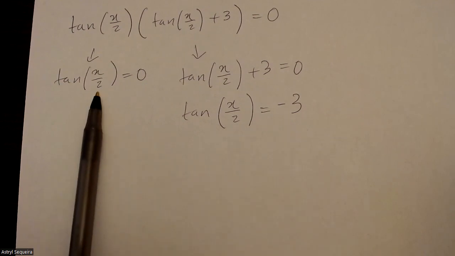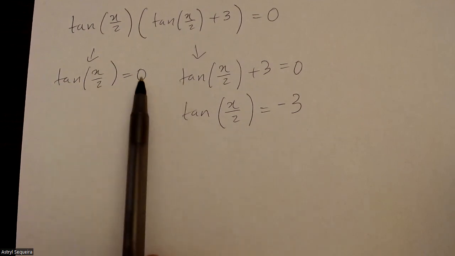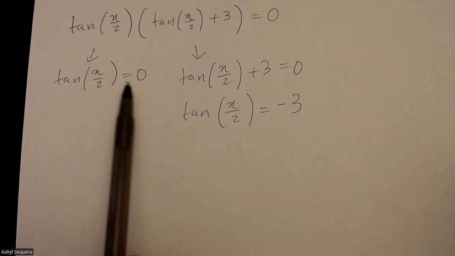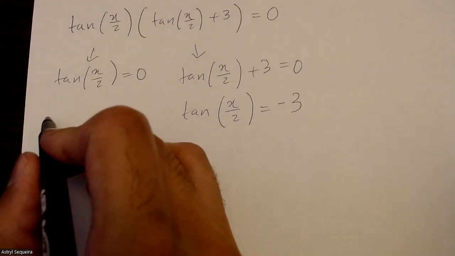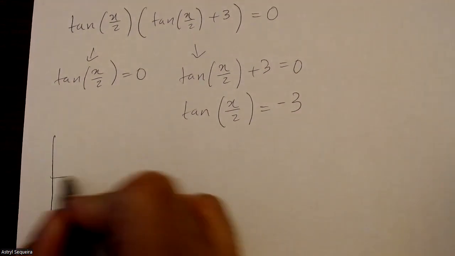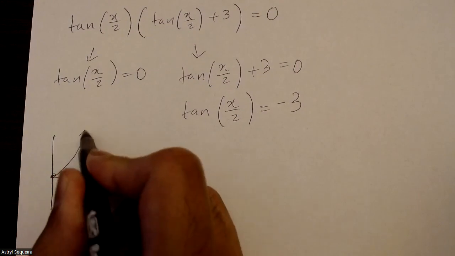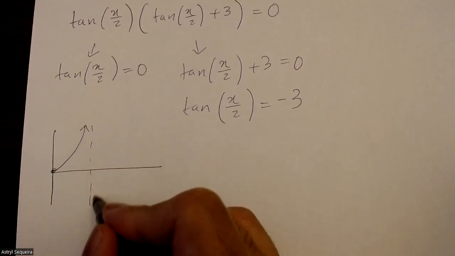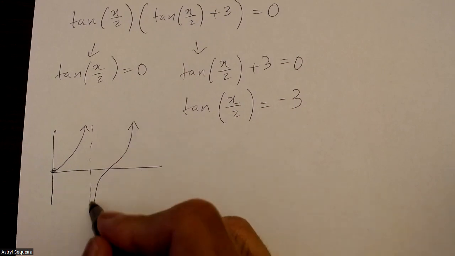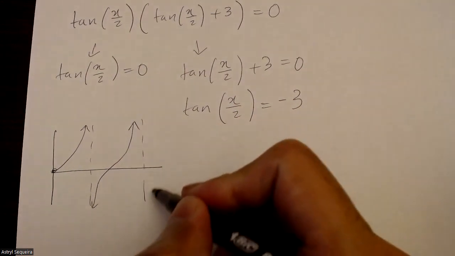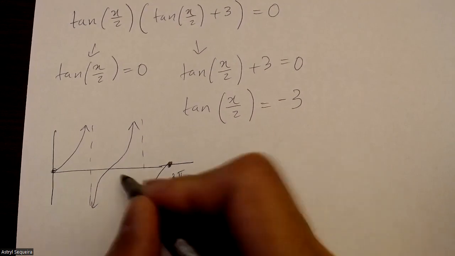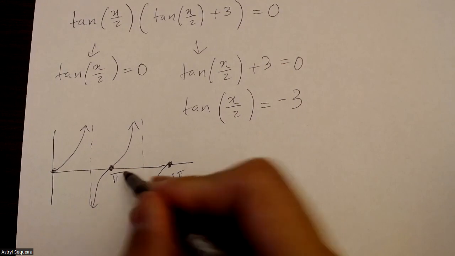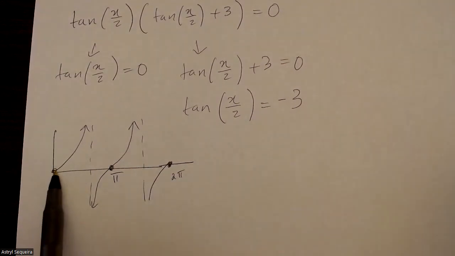For this one here, whenever tan is equal to 0, you cannot use your CAST rule. You have to use a tan graph. Okay, so if I use a tan graph, so this is a tan graph between 0 and 2 pi. And there are three places where tan of x is equal to 0: 0, pi, and 2 pi.